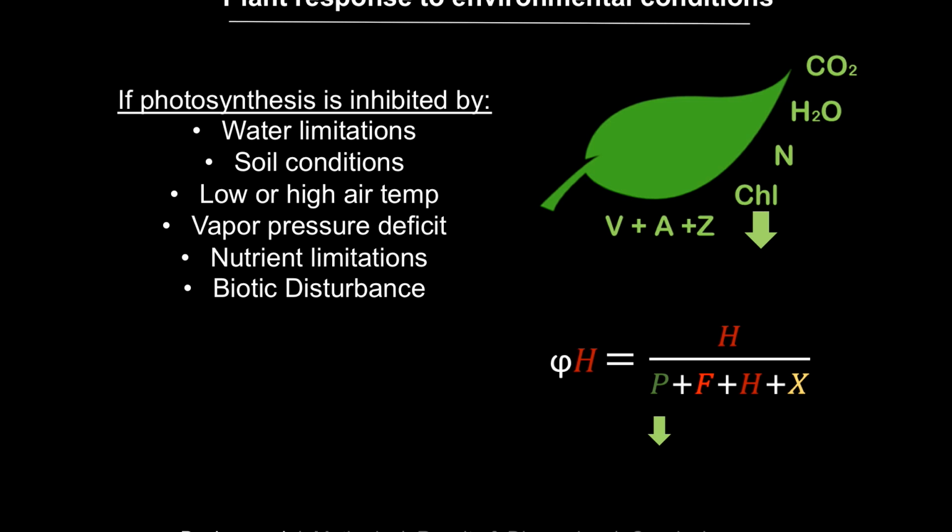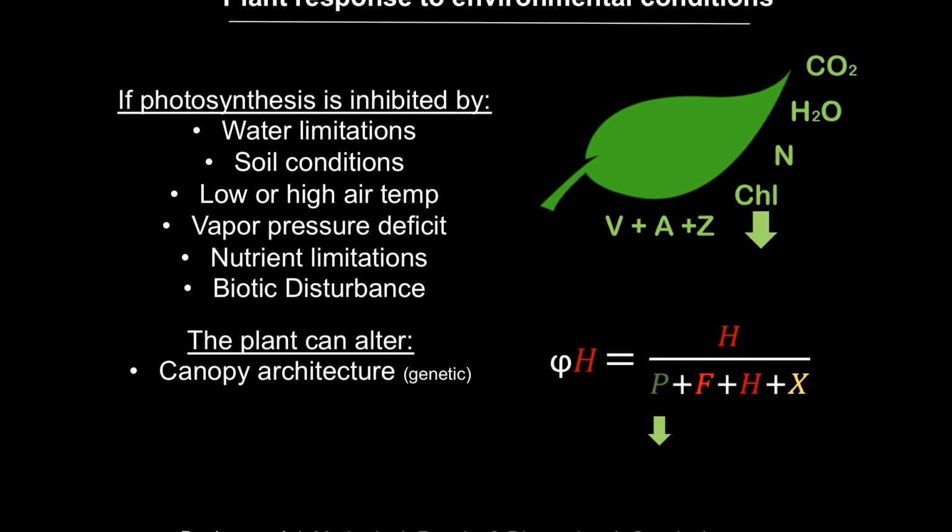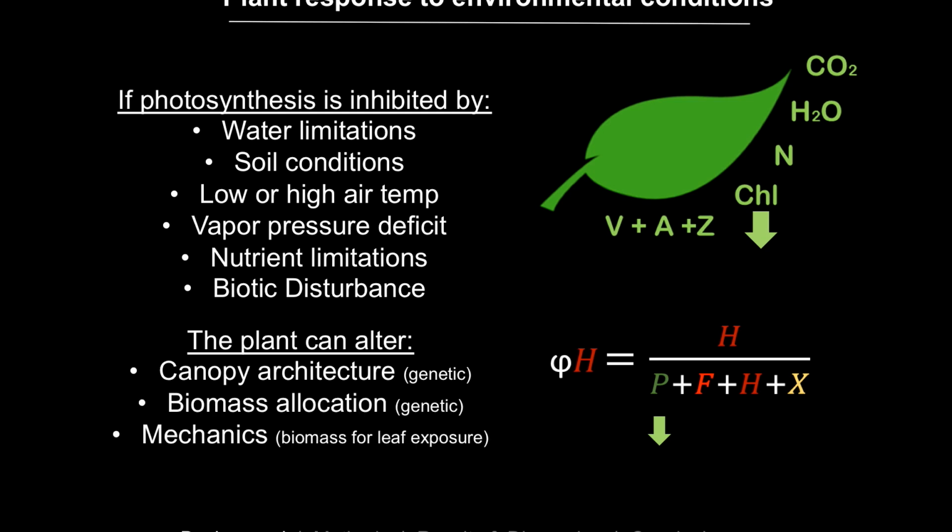Well, this is going to result in a decrease in chlorophyll because the plant doesn't have the capacity to invest in chlorophyll pigments for photosynthesis, and thereby the plant can also maybe alter their canopy architecture, which is of course a genetic trait. It can change the way that biomass is allocated among the plant. It can change plant mechanics. But what we're interested in is this flexible trait, and this trait that can change on the order of seconds to seasons. And that is our xanthophyll cycle.